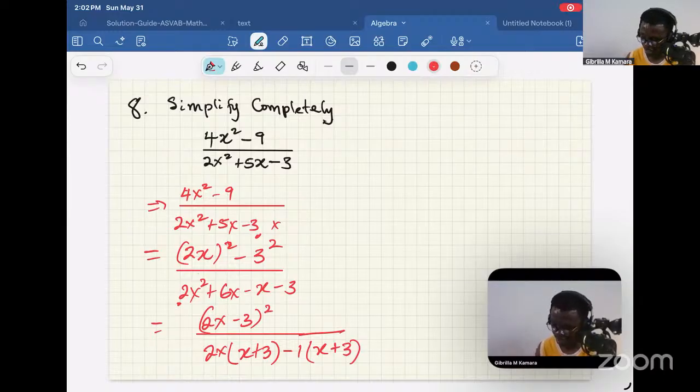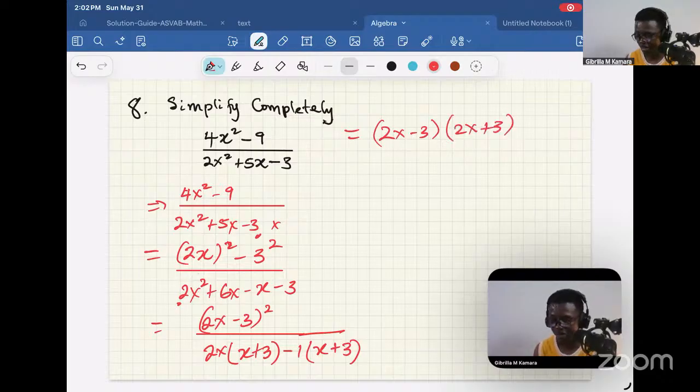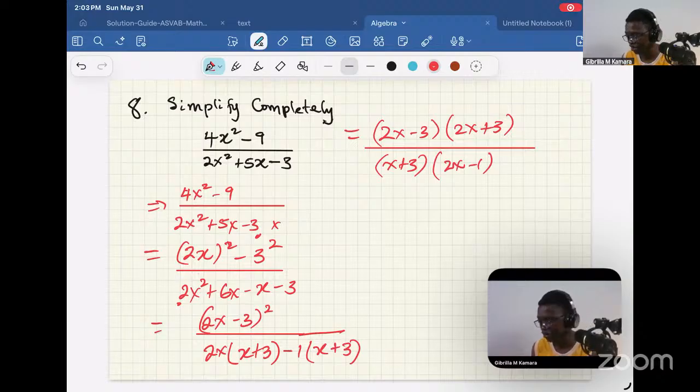Okay. Now, the numerator becomes 2x minus 3 in one bracket, the other bracket becomes 2x plus 3. Right? Then everything here divided by, you see, x plus 3 into 2x minus 1. Okay? So since you have no common factor between the numerator and denominator, you leave your answer this way. Okay?